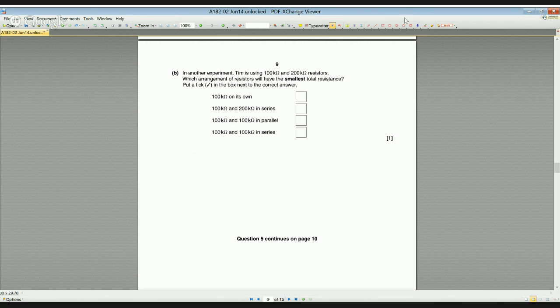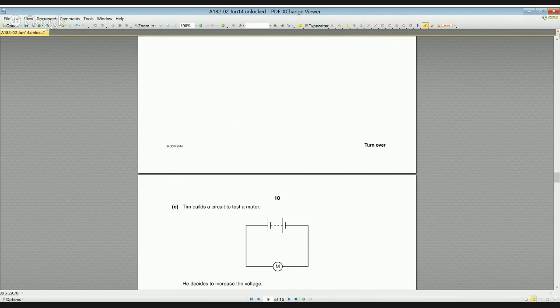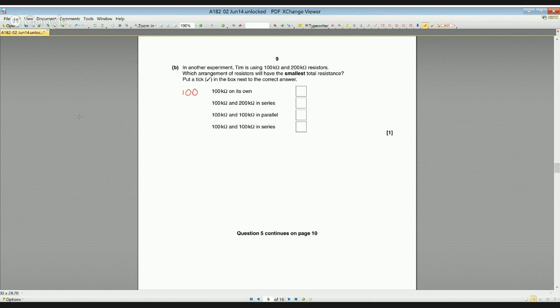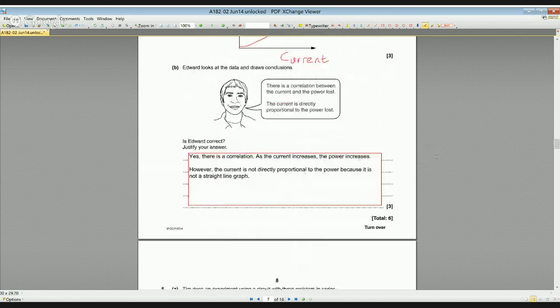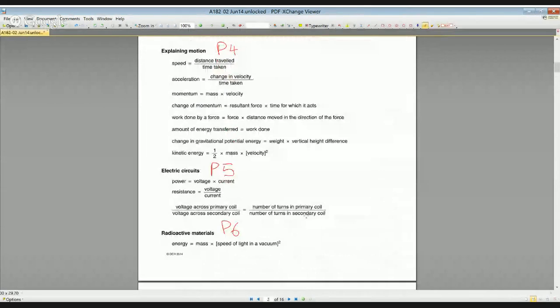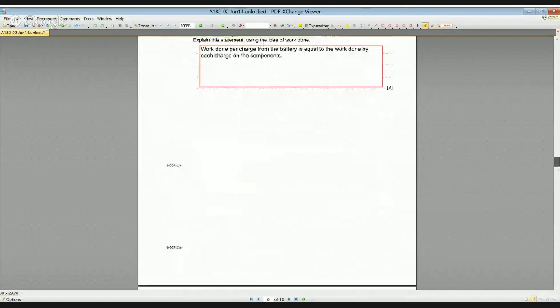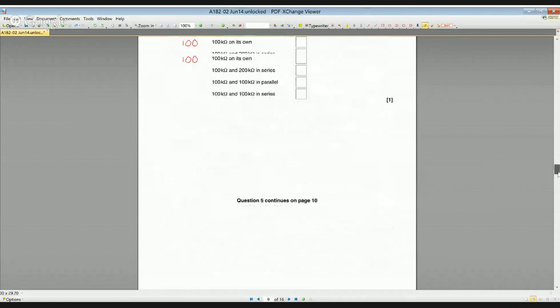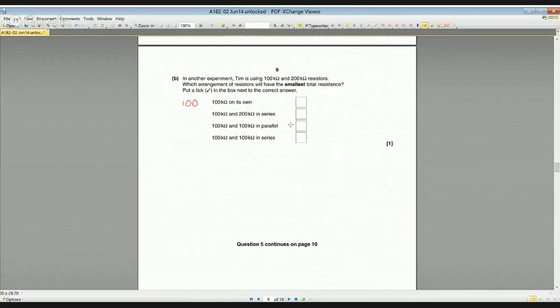Okay, so the resistance of a 100 kilo ohm resistor on its own, that's obviously going to be 100 kilo ohms. A 100 kilo ohm and 200 kilo ohm resistor in series. Let me just check the formula sheet. I'm not certain that they provide a formula for this one. No, they don't. So you need to learn the equations for resistors in series and resistors in parallel.